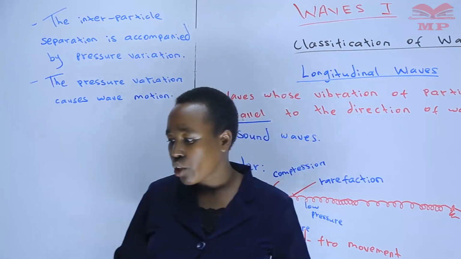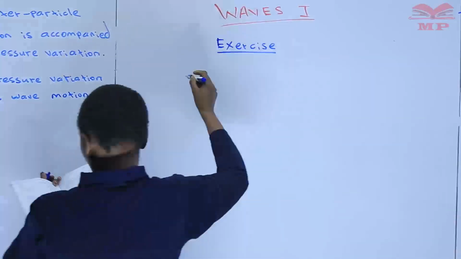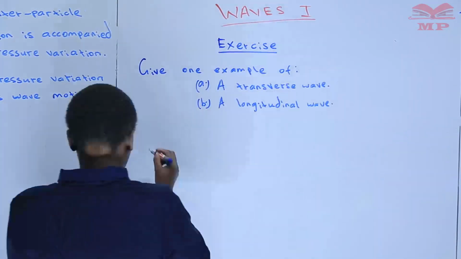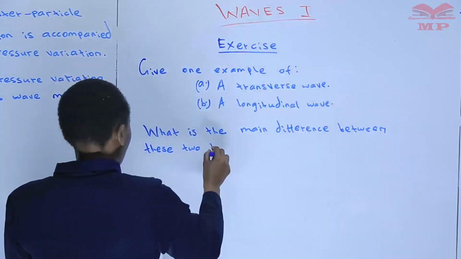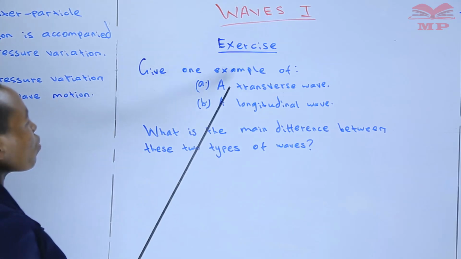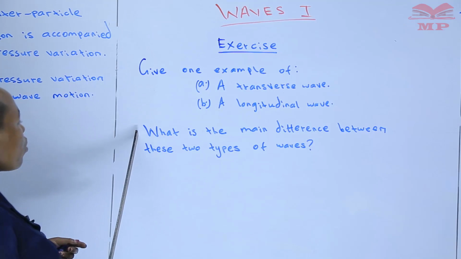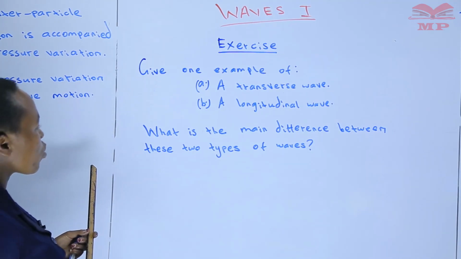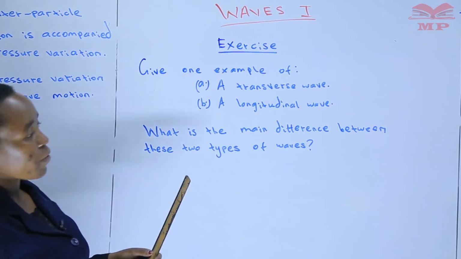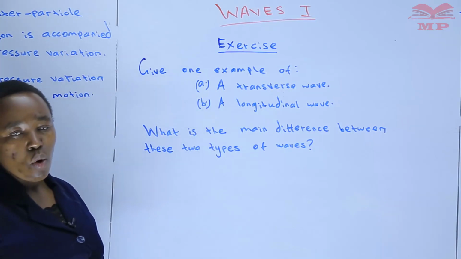So some questions on this. So here is the question. Give one example of a transverse wave and a longitudinal wave. Then in the same question, you are told to explain what is the main difference between these two types of waves. So what is the main difference between transverse and longitudinal waves?